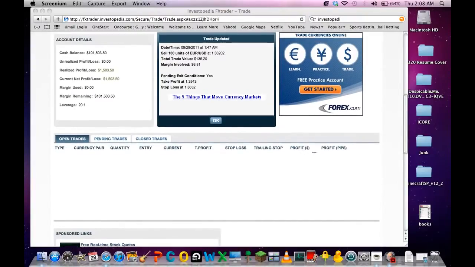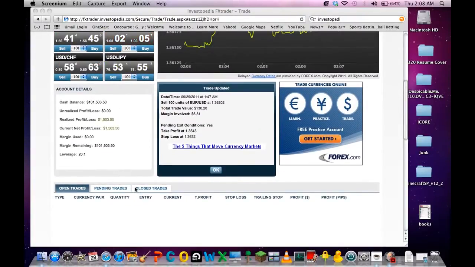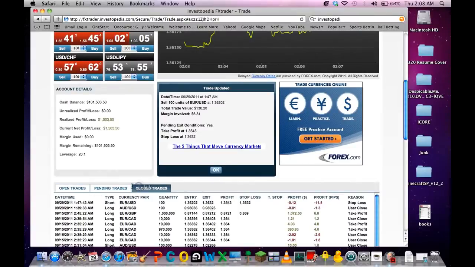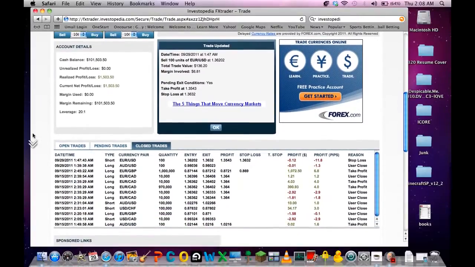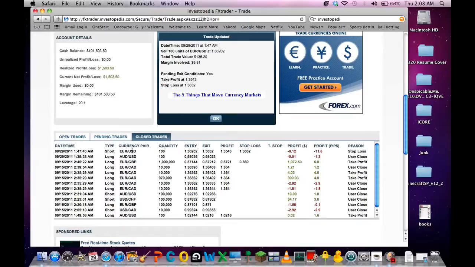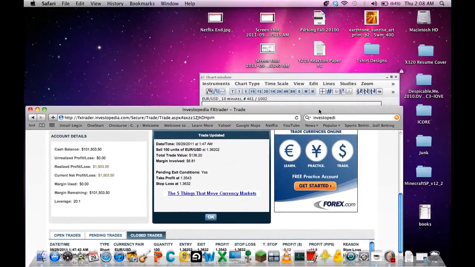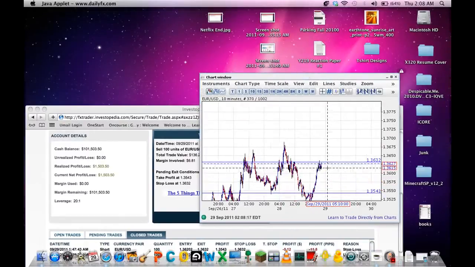Oh, it hit something. So let's see, if you go to closed trades, it either hit our stop loss or it hit our take profit. So it looks like it hit our stop loss. So it started to trend up. Let's look at our bigger graph here. Yep, see, it's trended up a little bit.